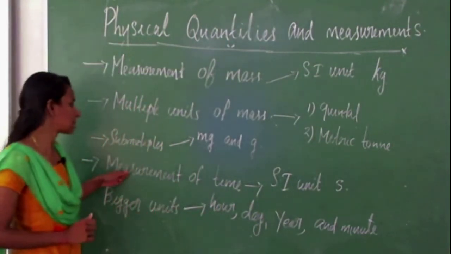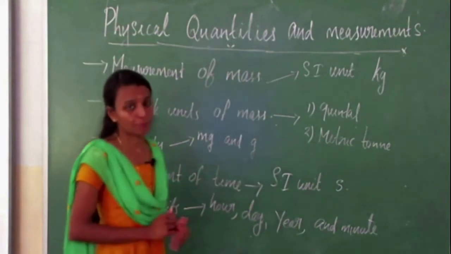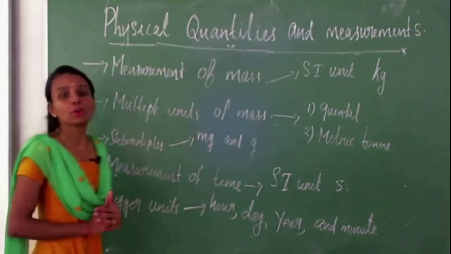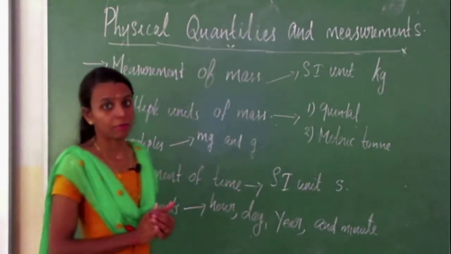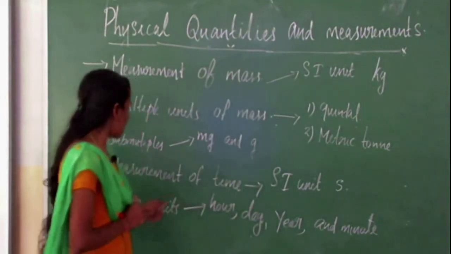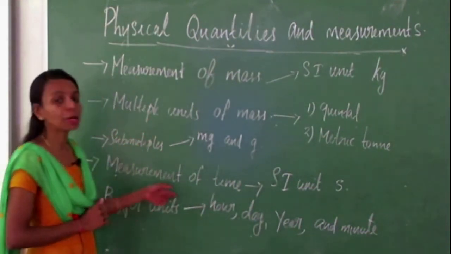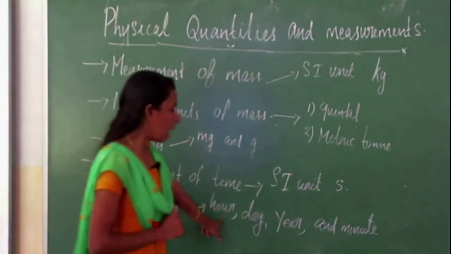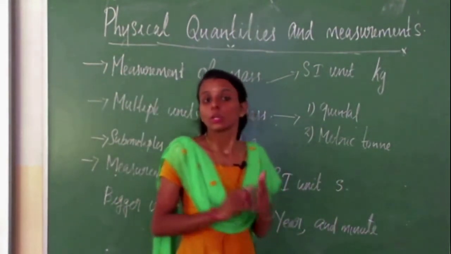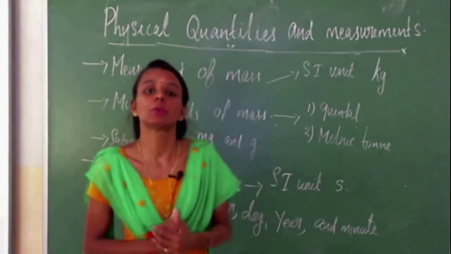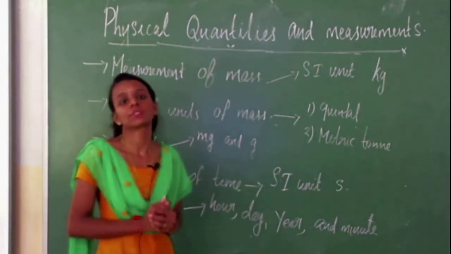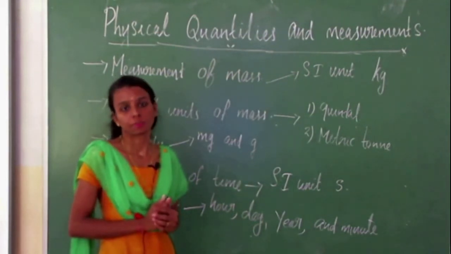After that we discuss time. The SI unit of time is second. We can write it in small letter s. After that we discuss the bigger units of time: hour, day, year and minute. Two measuring devices we use for measuring time are watch and pendulum clock.